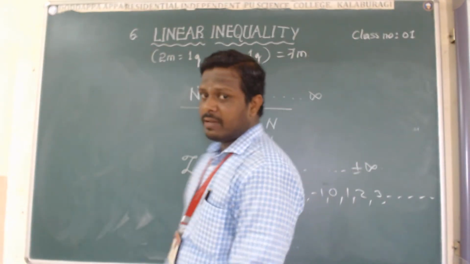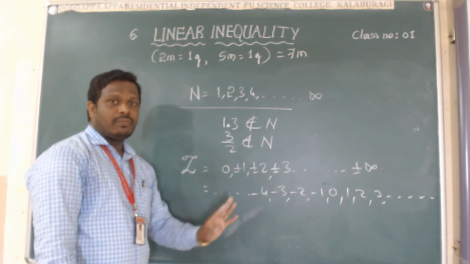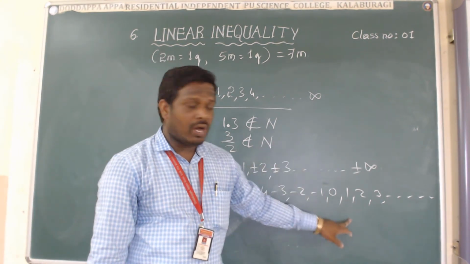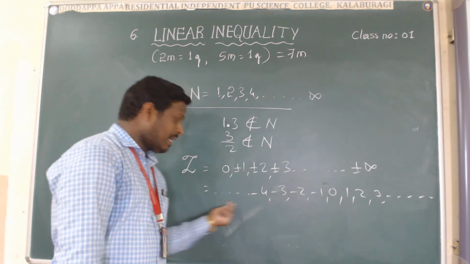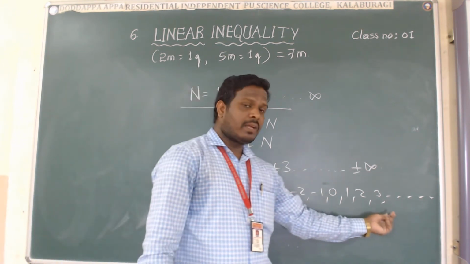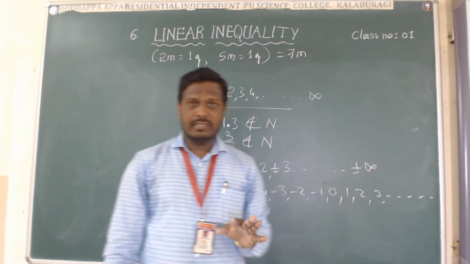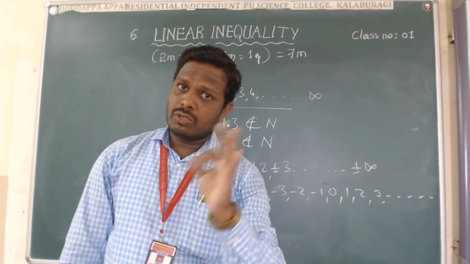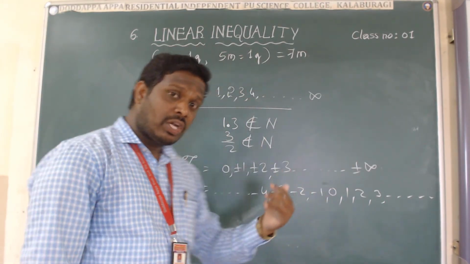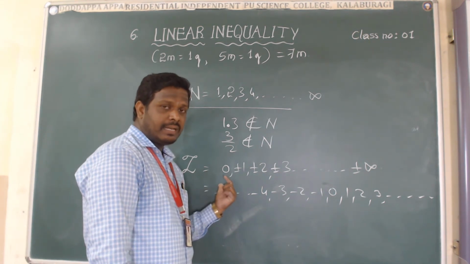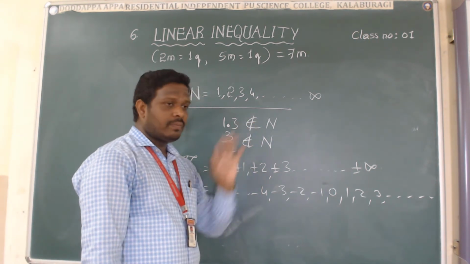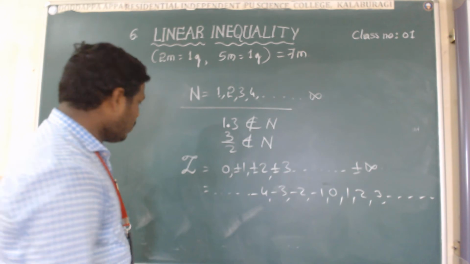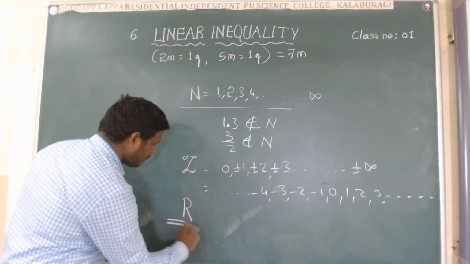Please notice this carefully. In integers, we have negative values, positive values, and 0 also. The left side will be negative values, the right side will be positive values, and in the middle 0 is present as an integer. In integers we can see the 0 value, 1 to 4, 1 to 3 up to infinity, and negative values also present. Getting my point? This is very important when we explain the examples in the exercise.